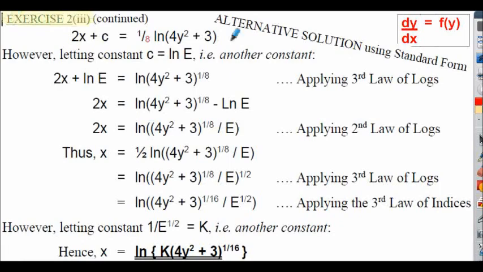Exercise 2 part 3, alternative solution, continued. Just repeated this line for convenience from the previous slide. Again we have to manipulate the equation into the final form, shown at the bottom of the slide here. So we'll be introducing another constant by letting c equal ln of e in this case. Ln of e is just another constant.